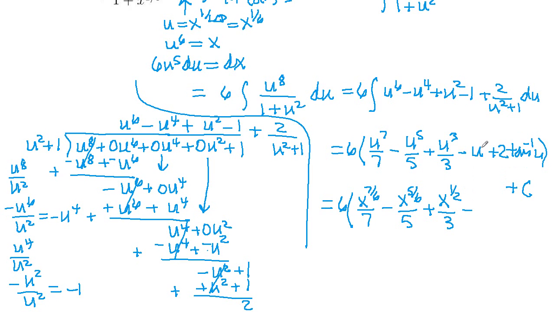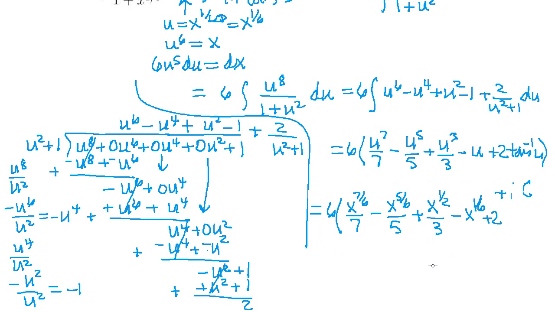Minus u here, which is x to the 1/6, and then plus 2 inverse tan of x to the 1/6. And plus constant. And we've got it.